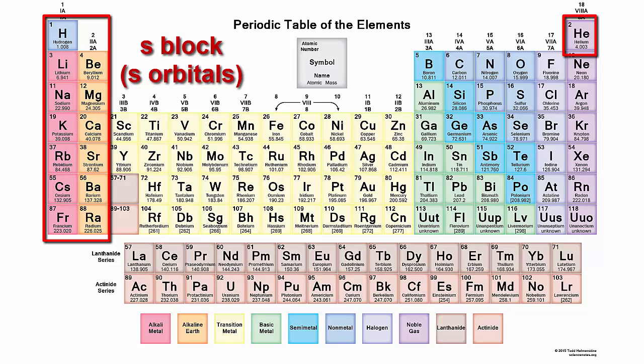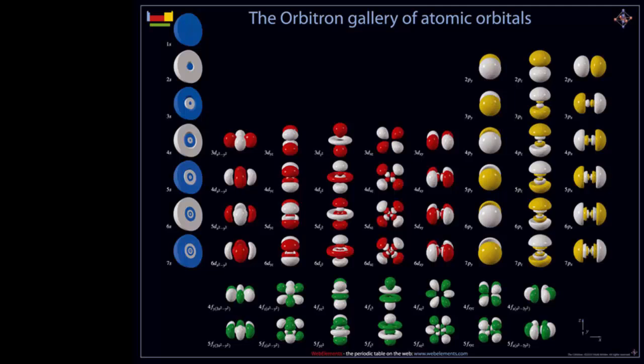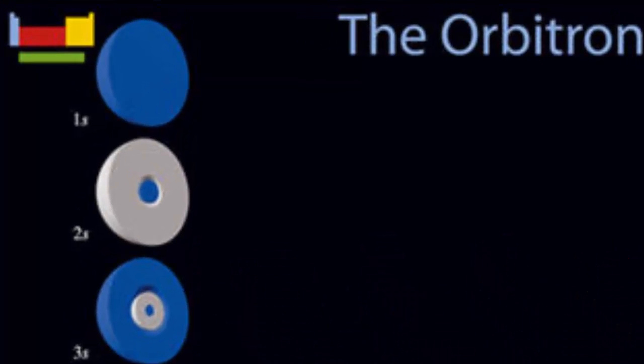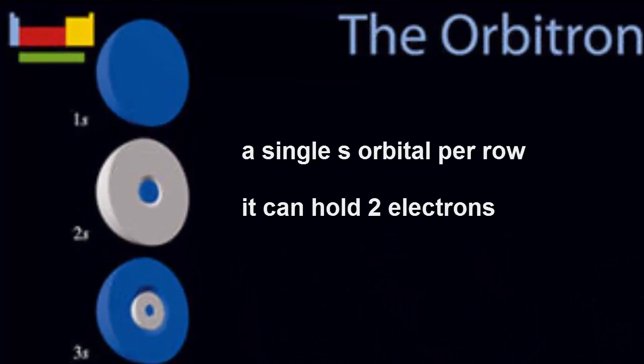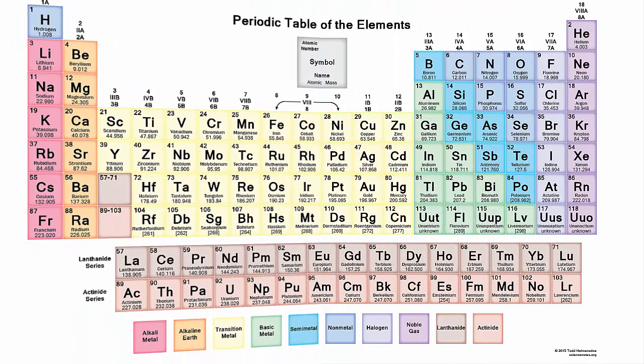It's organized into the S block, which is full of S orbitals. All of the S orbitals are spheres. Each one, as you move down the rows, each one getting larger than the one that preceded it. Each one can hold 2 electrons.